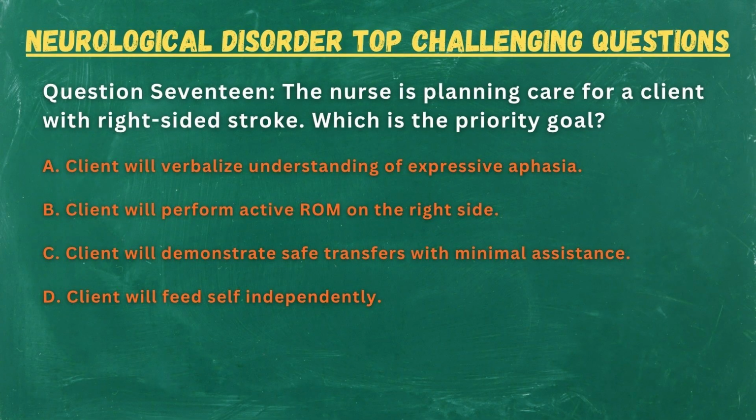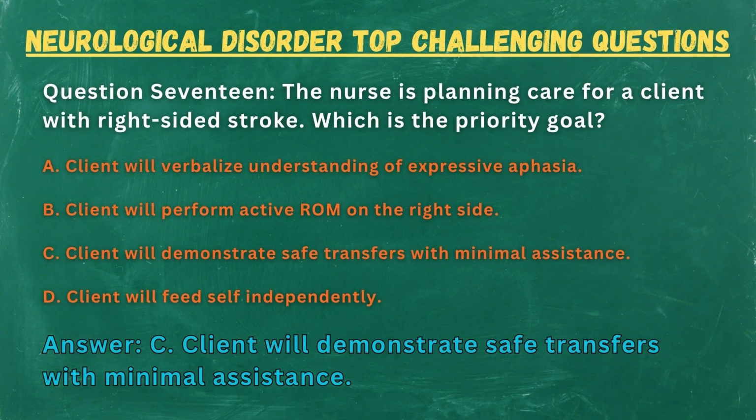Question 17. The nurse is planning care for a client with right-sided stroke. Which is the priority goal? A. Client will verbalize understanding of expressive aphasia. B. Client will perform active ROM on the right side. C. Client will demonstrate safe transfers with minimal assistance. D. Client will feed self independently. Answer: C. Client will demonstrate safe transfers with minimal assistance.